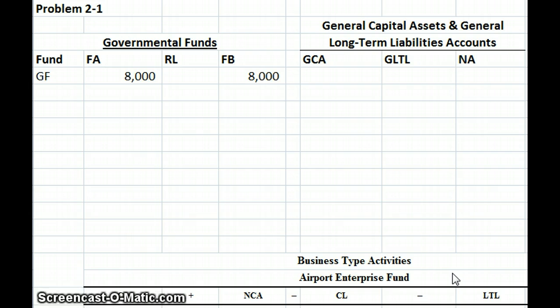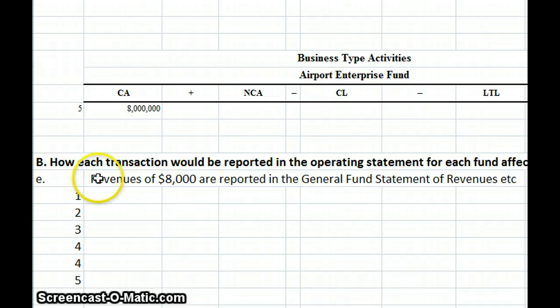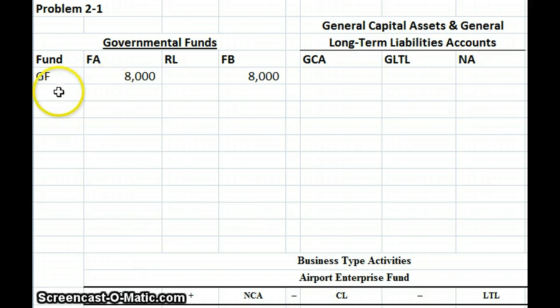So the very first example there, we had $8,000 that was received for licenses. So we increased our financial assets by $8,000, and we increased our fund balance by $8,000 under governmental funds. And now, how would we report it? We have revenues of $8,000 reported in the general fund, statement of revenues, expenditures, and changes in fund balance. So that's what we're doing. We're going to look at each one of these transactions, see where they go.